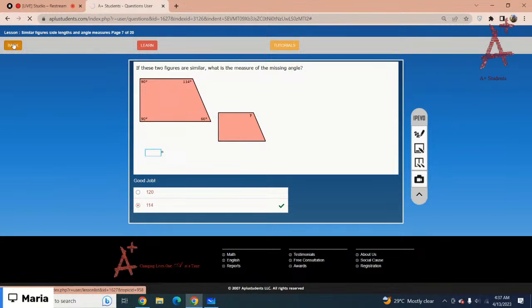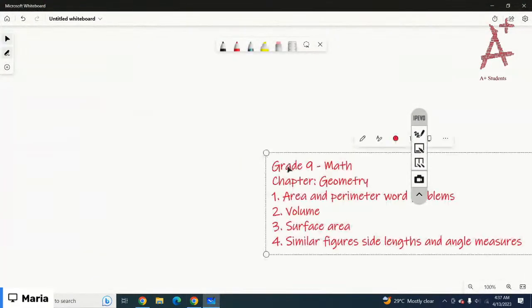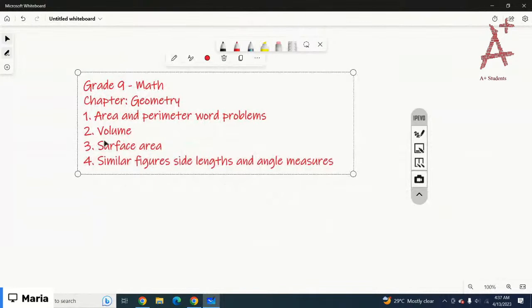So we are done with the lessons. We're working on grade 9 maths. The chapter we're working on is geometry. Lessons we have covered today are area and perimeter, word problems, volume, surface area, and similar figures, side lengths, and angle measures. Got it? Please make sure before the next session you complete all the test questions for the lessons we did today.